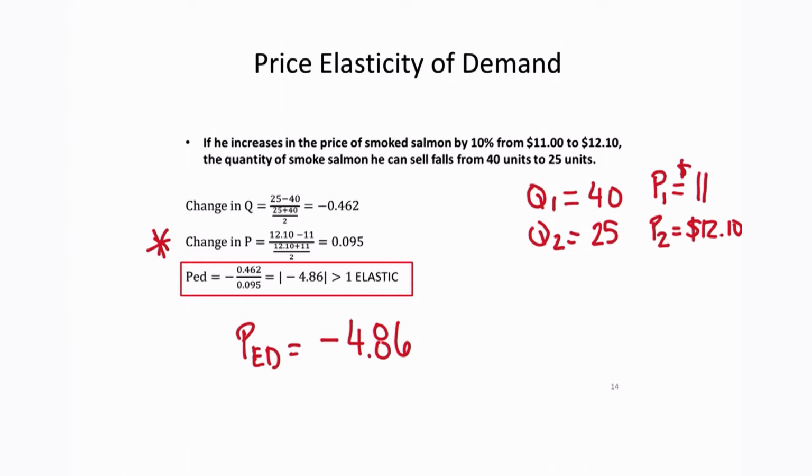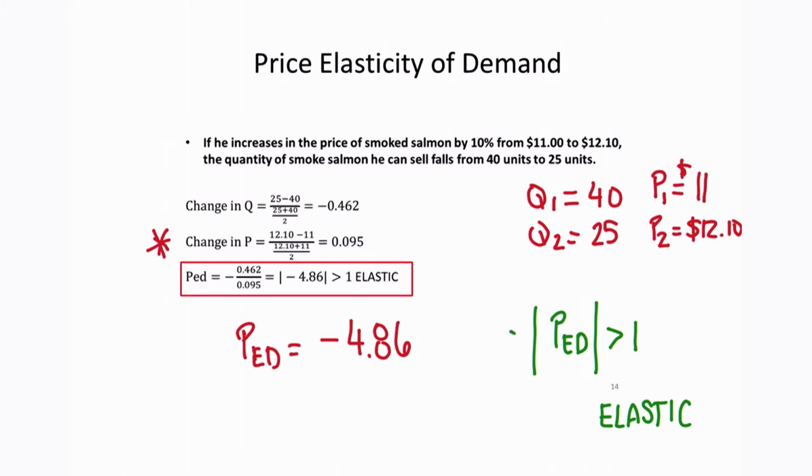So now, how can we tell if this good is elastic or inelastic? Well, when we look at the price elasticity of demand, if the absolute value is greater than 1, then our good is elastic, meaning that we're going to have a larger change in quantity than the change in the price, so that the good is relatively responsive to any changes in price.